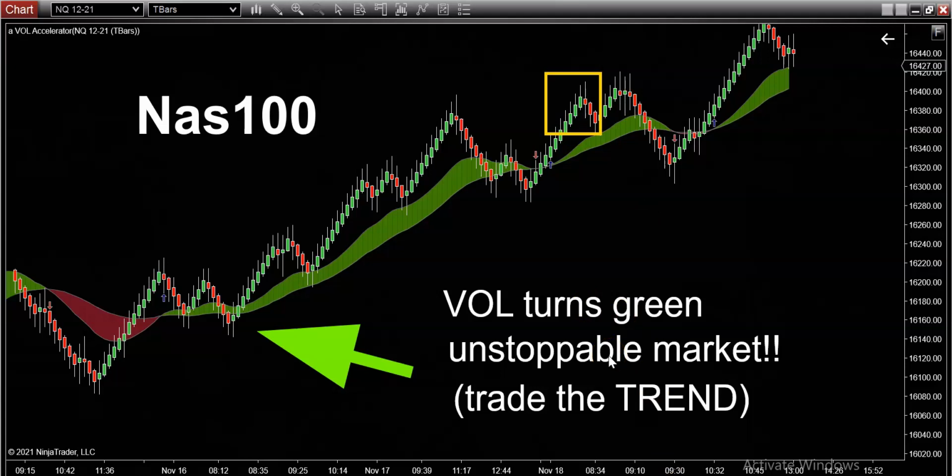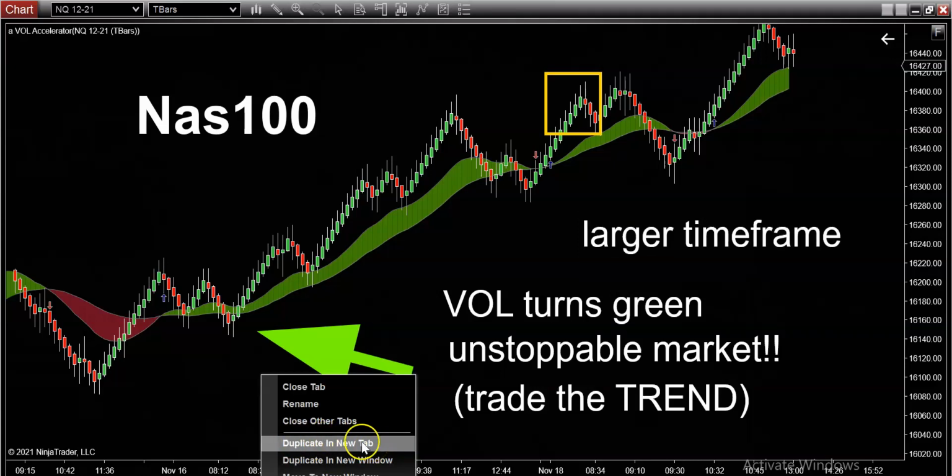Well, I'm going to show you right now. All right? I'm going to show you how to slice up your charts and drill down into a smaller time frame. All right? So let me just go ahead and label this chart here. This is the larger time frame. All right, and watch what I'm going to do right now. You see where my mouse is right now?